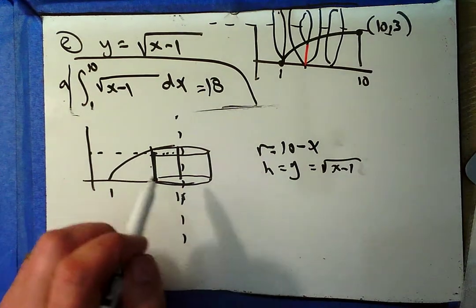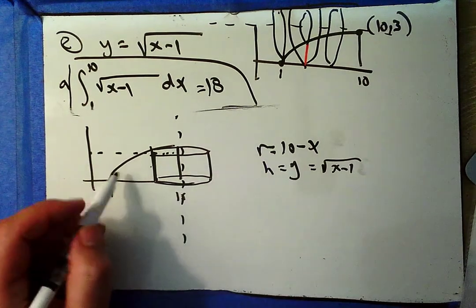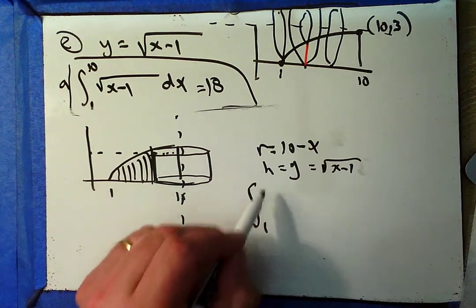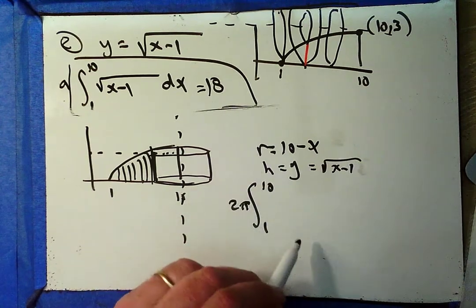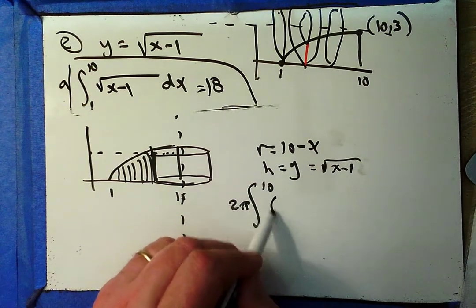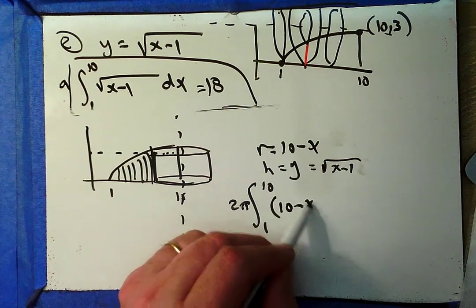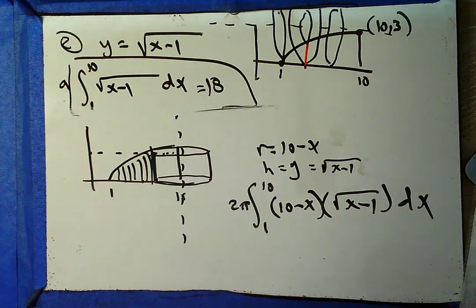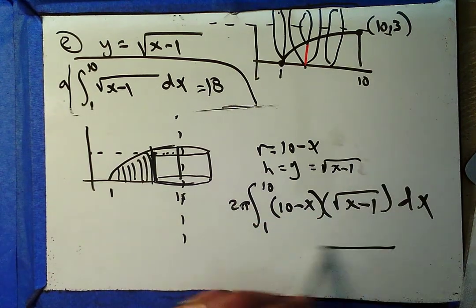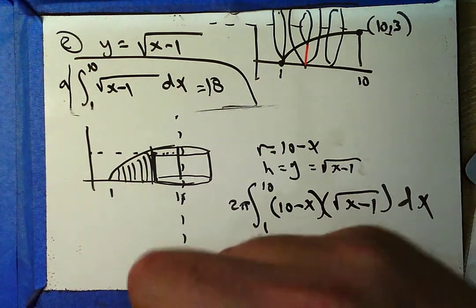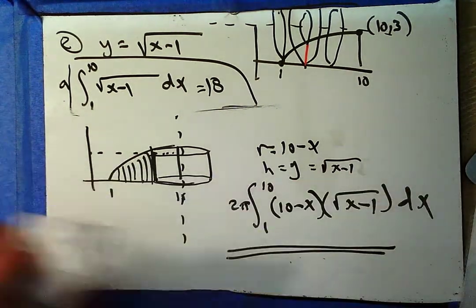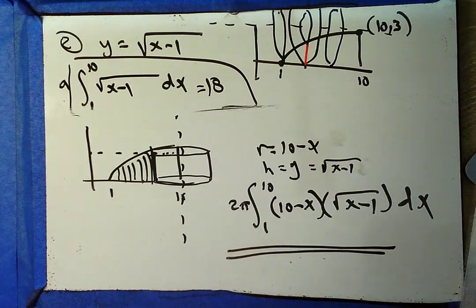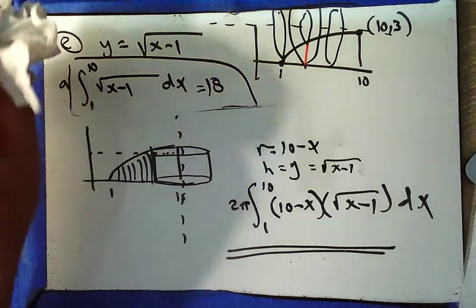But what I like about doing shells here is that I'm now integrating this way, and so I have a dx shell going from 1 to 10. Don't forget that 2 pi constant out in front. My r and my h. And you'll get the same answer by setting this up and using shells as you would with disks like we did the first time. I actually think this is a little easier because I don't have to solve this equation for x, but either way is fine, and they don't specify in the problem.